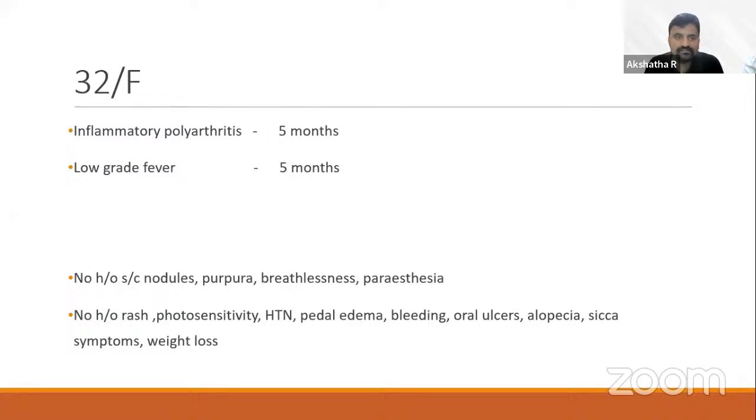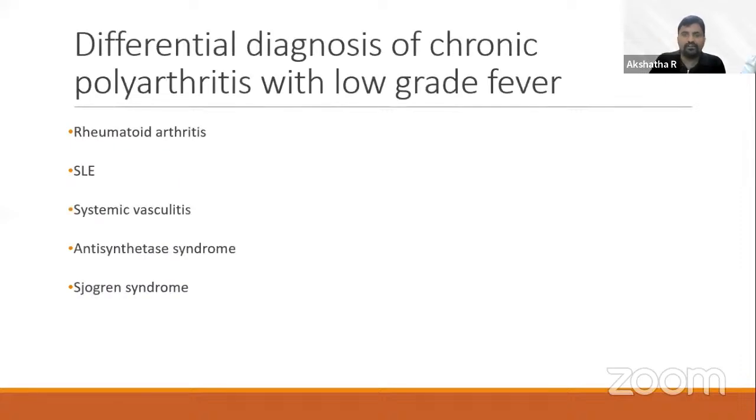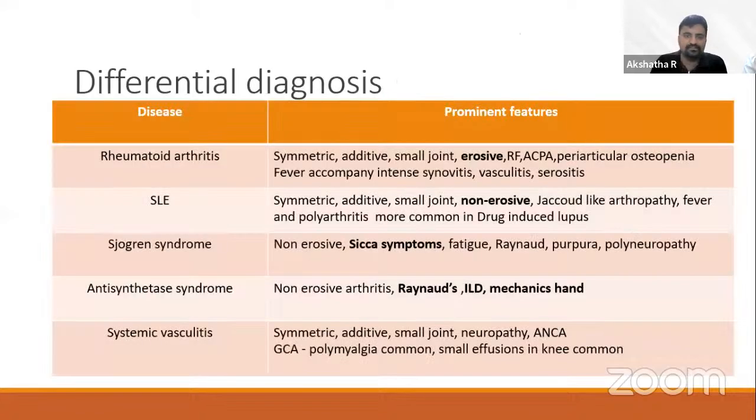So coming to the next case, this is a 32-year-old female who presented with 5 months of inflammatory polyarthritis with low-grade fever for 5 months. The patient didn't have any other features suggestive of connective tissue diseases, and this case is a case of chronic arthritis. So what are the differentials which can come with a low-grade fever? It can be rheumatoid arthritis, SLE, systemic vasculitis, anti-synthetase syndrome, or Sjogren syndrome. So how do we differentiate these various diseases?